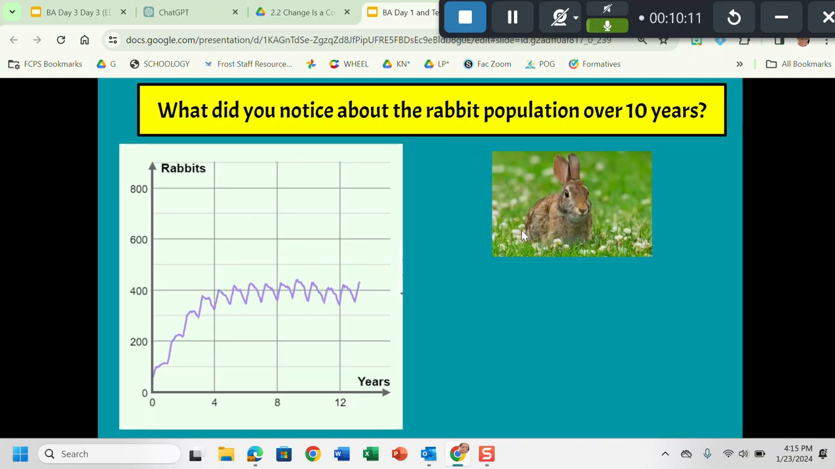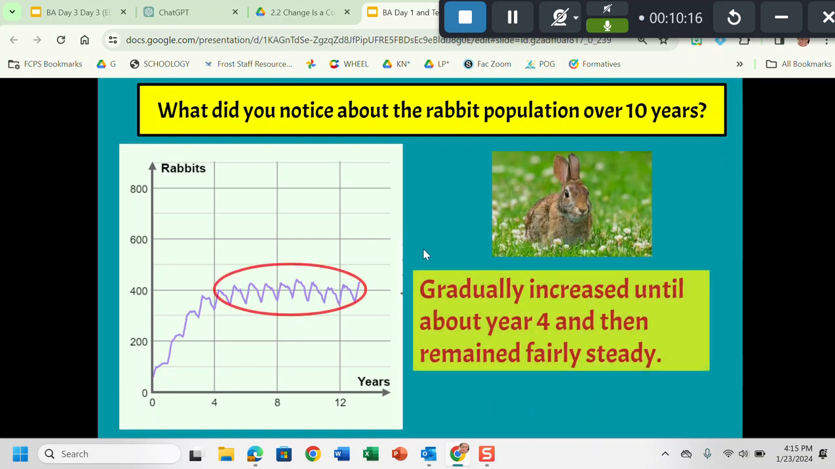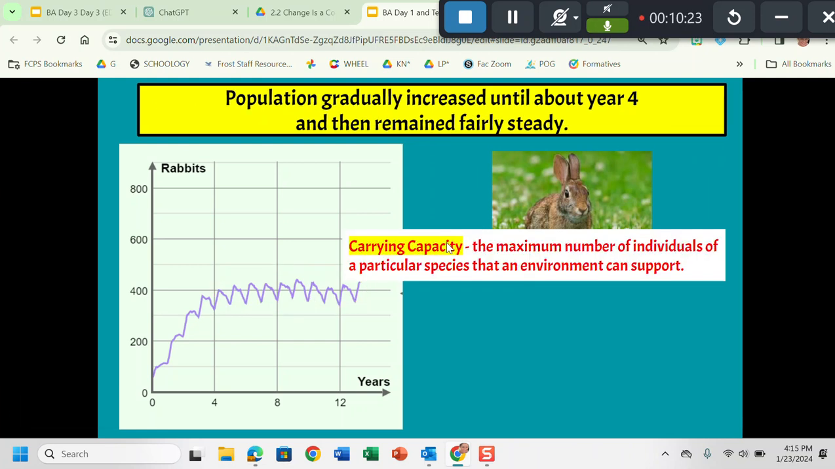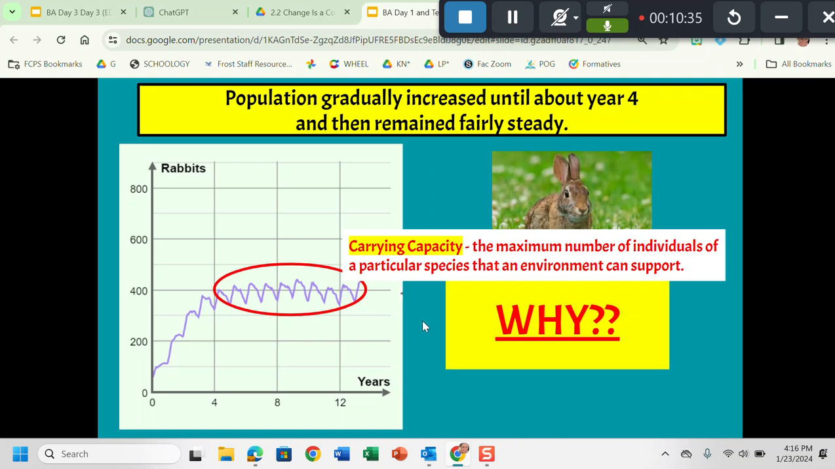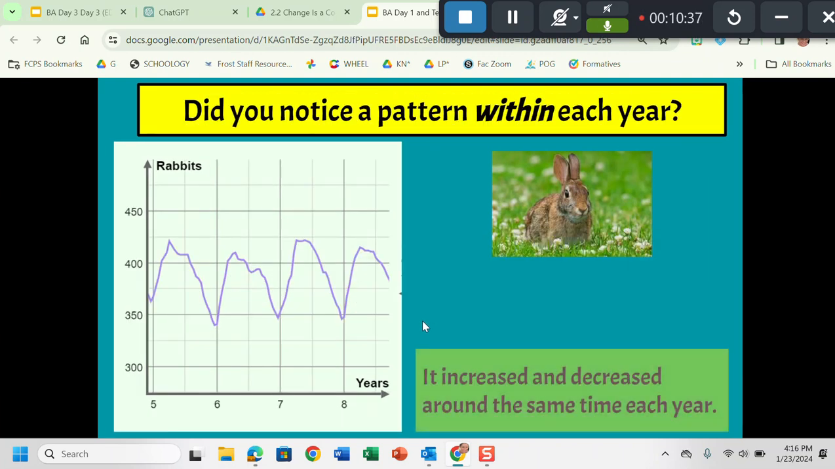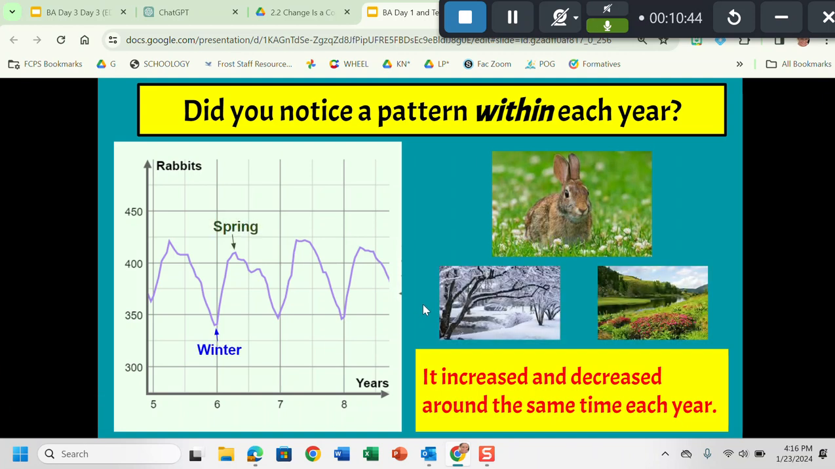All right, so we notice about this rabbit population over 10 years that in the beginning it increased, maybe for the first 4 years, but then it was pretty steady. Okay, that is the carrying capacity again. That's the maximum number of individuals of a particular species that an environment can support. All right, and why is that? Well, when we look at it, we can see that it increases and decreases around the same time each year, and it has to do with the seasons.